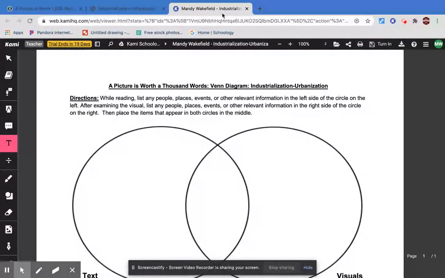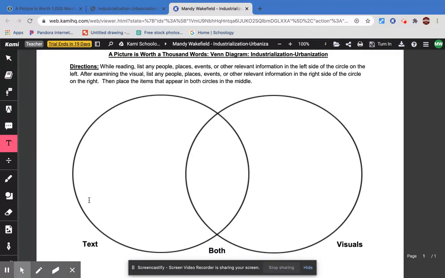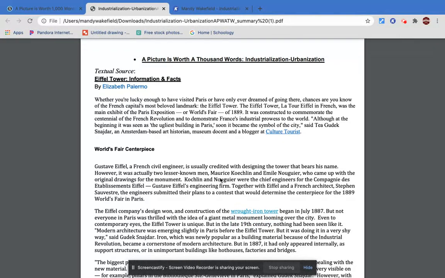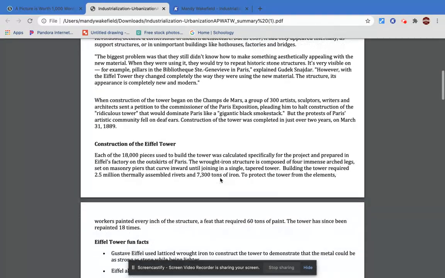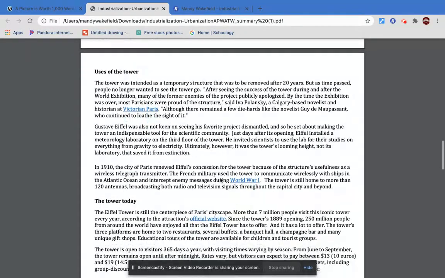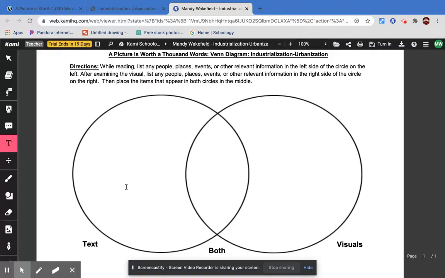Okay, so when you open it up in Kami, this is the way your Venn diagram will look. So as we're reading the text, we're going to be listing any people, places, events, or any other information that we think is important. We're going to be listing that on the left-hand side here. Okay. Then, this is your summary, and it's going to be on the Eiffel Tower and when it was built, why it was built, giving you some facts of it, and also going to be talking about what it's used for, and then the Eiffel Tower today. So as you're reading, all that information will go on the left-hand side.